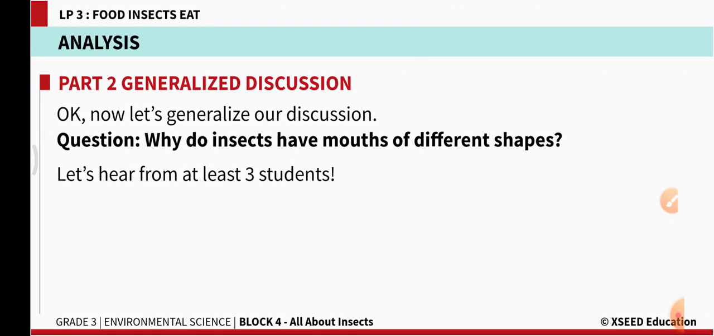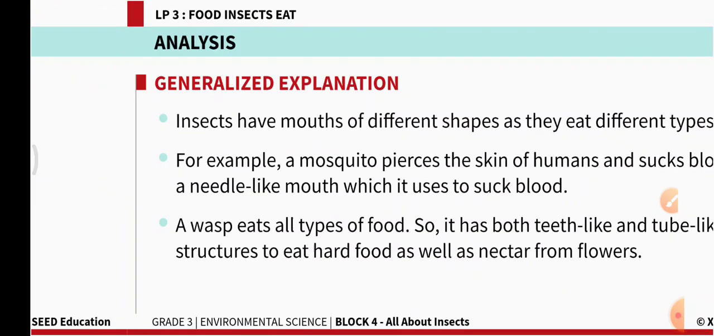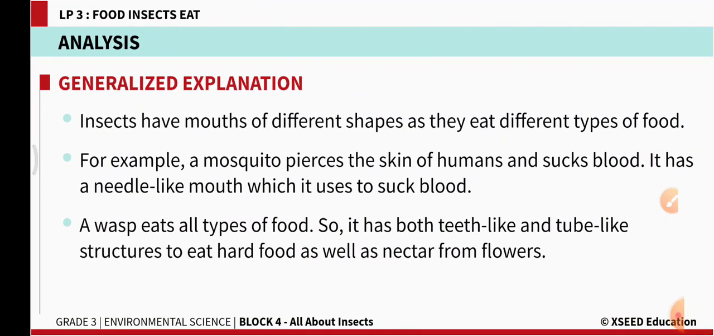Why do insects have mouths of different shapes? Insects have mouths of different shapes as they eat different types of food. Yes, we understood that different insects eat different types of food. A butterfly sucks the nectar, a mosquito sucks the blood from humans, and the grasshopper eats leaves. Then the ladybird eats small insects like aphids, and the housefly eats almost everything, it feeds on everything. Cockroaches feed on decaying matter, right?